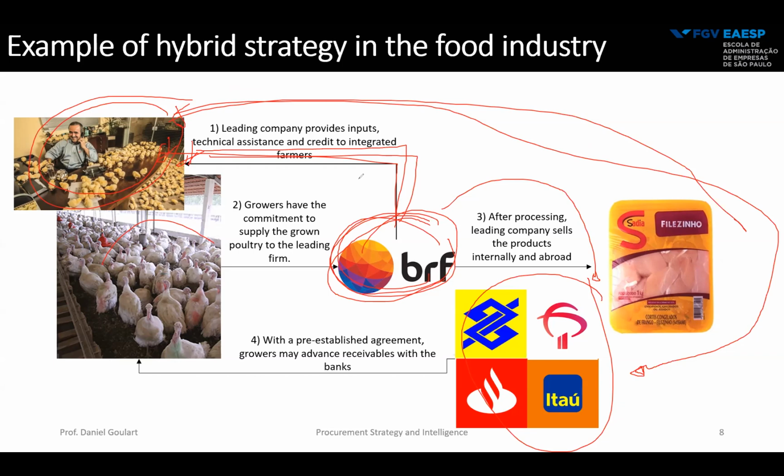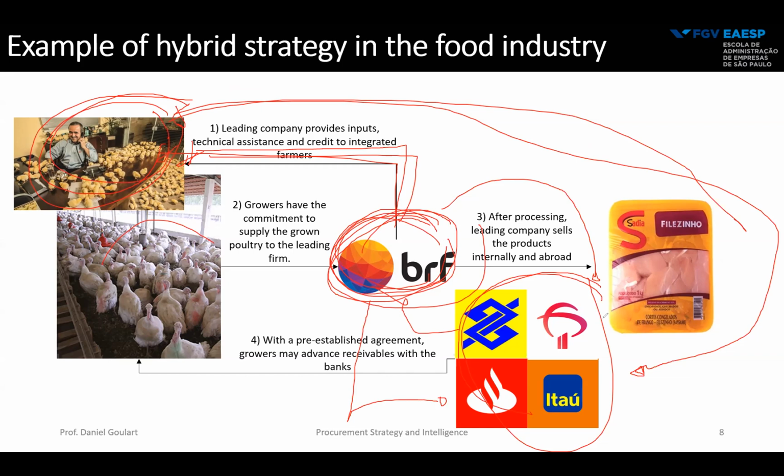In this case, Lucas, you may have here between BRF and banks different types of risk sharing. You can have BRF as the guarantor of the operation. So in this case, the bank says, hey, BRF, if I don't receive the money that I provided to this guy, you, BRF, will be responsible for that. And this is automatic, okay?